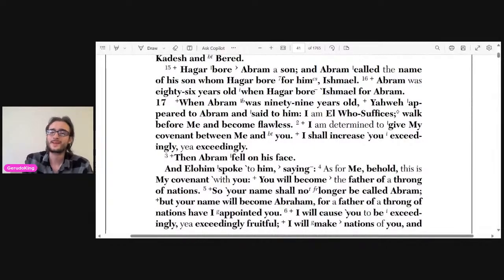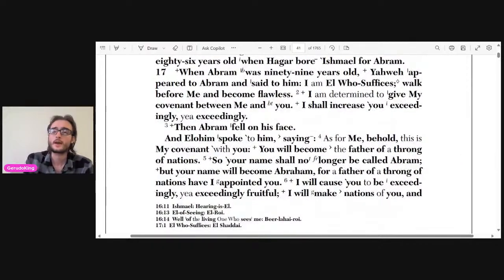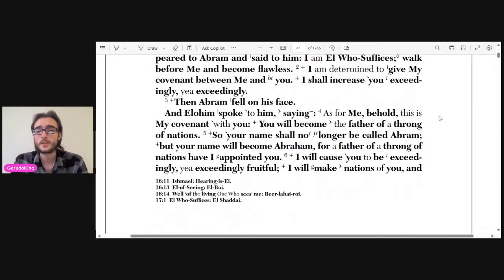When Abram was 99 years old, Yahweh appeared to Abram and said to him, I am El who suffices. Walk before me and become flawless. I am determined to give my covenant between me and you. I shall increase you exceedingly, yea, exceedingly. Then Abram fell on his face.